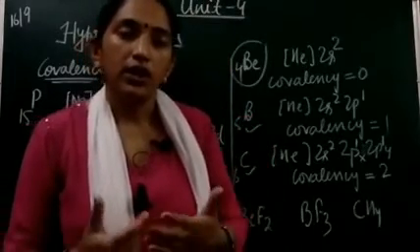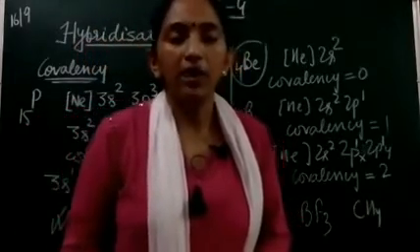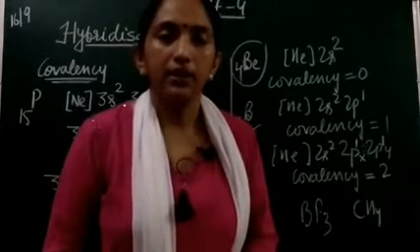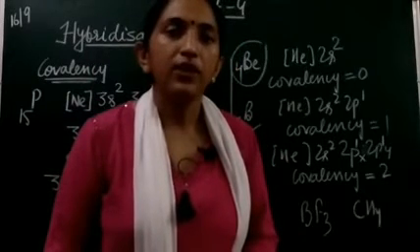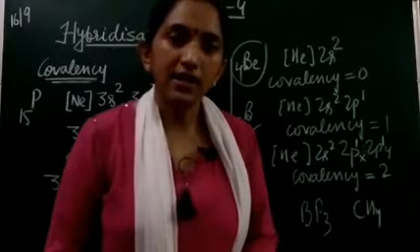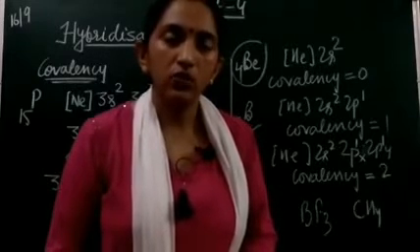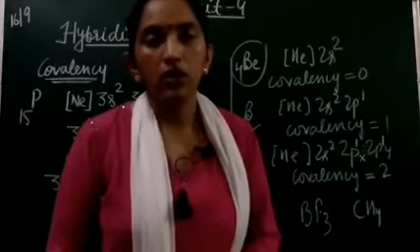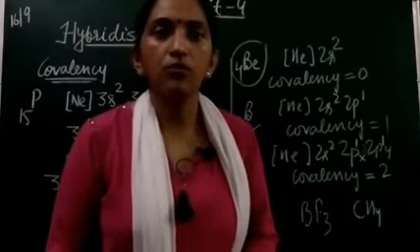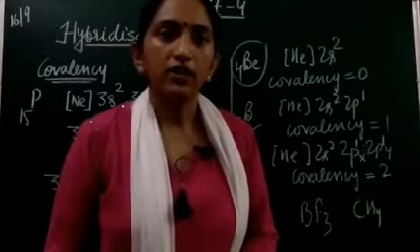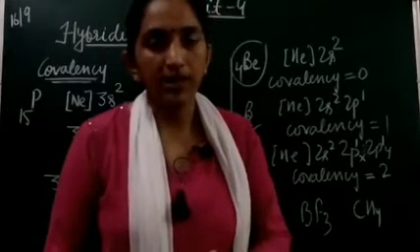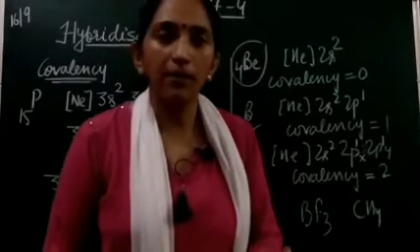Now if we take an example of carbon, it has electrons in its valence shell, 2s2 and 2p2. So there will be excitation of an electron from the 2s subshell to the 2p subshell, and there will be 4 unpaired electrons.